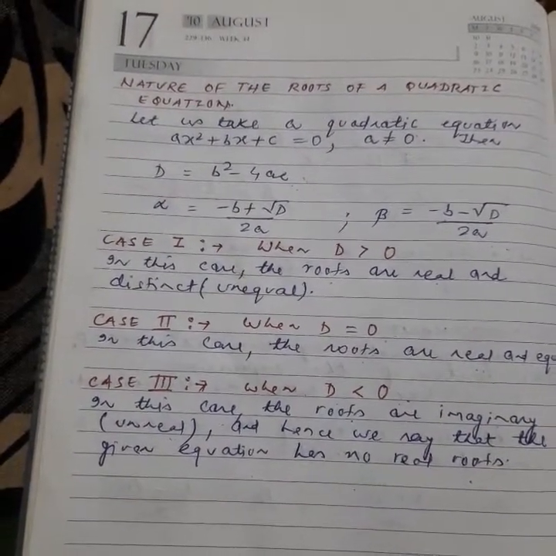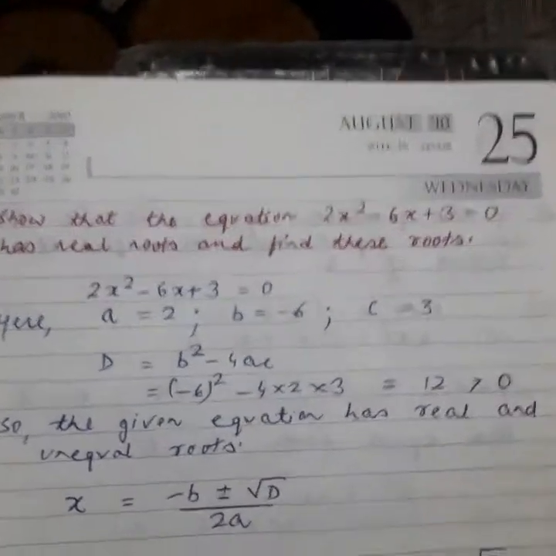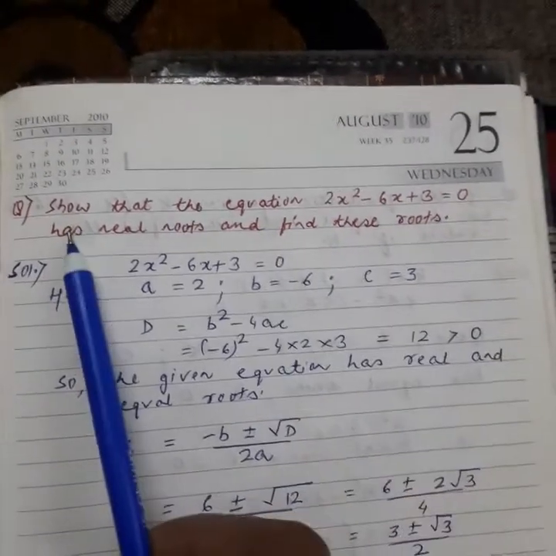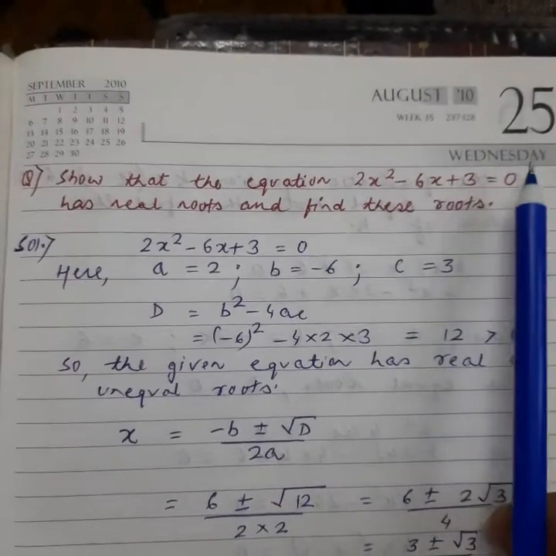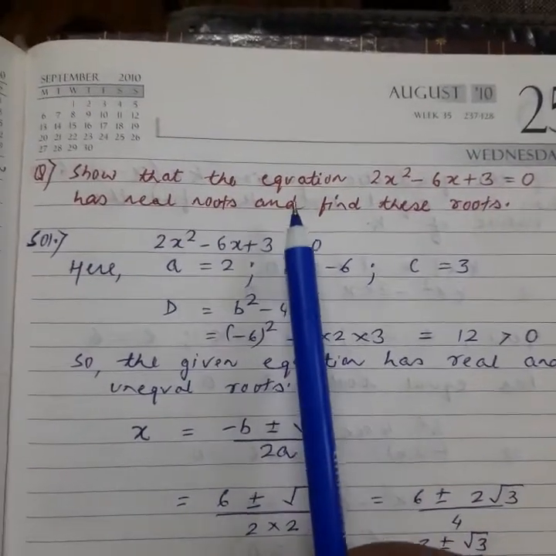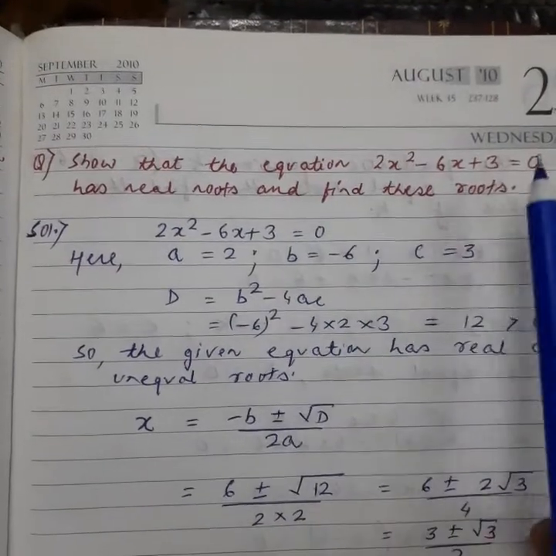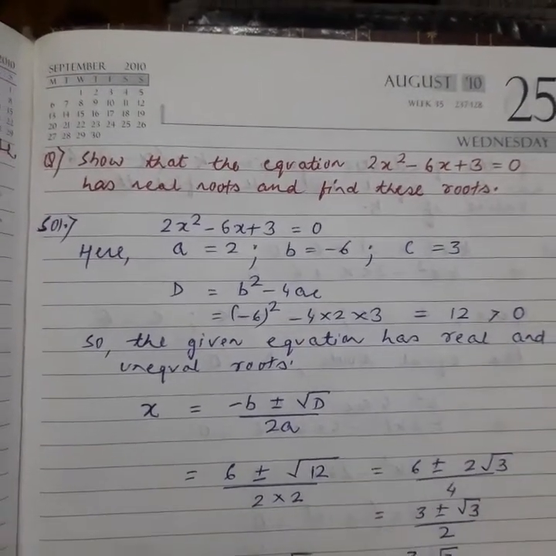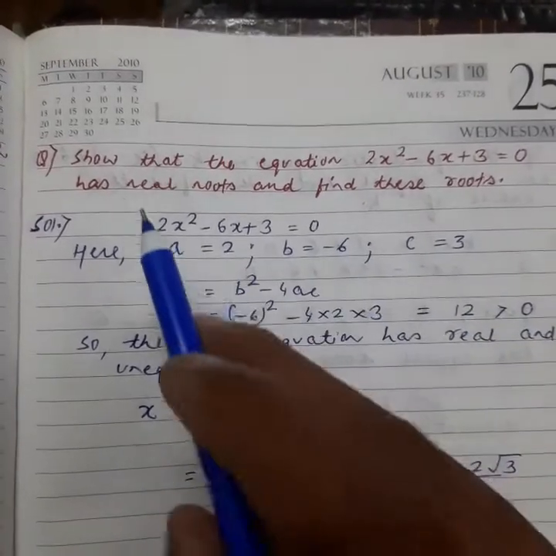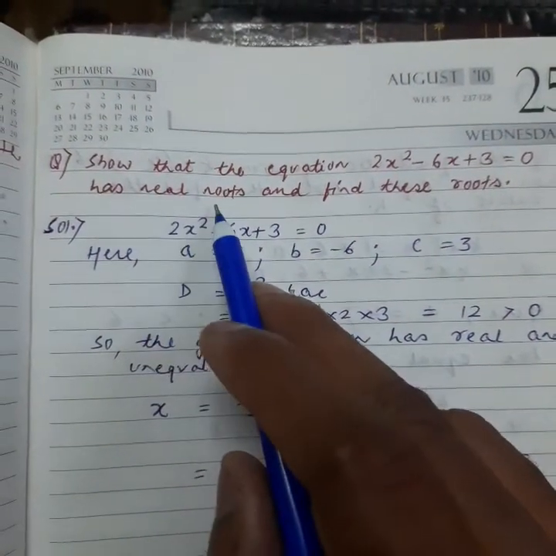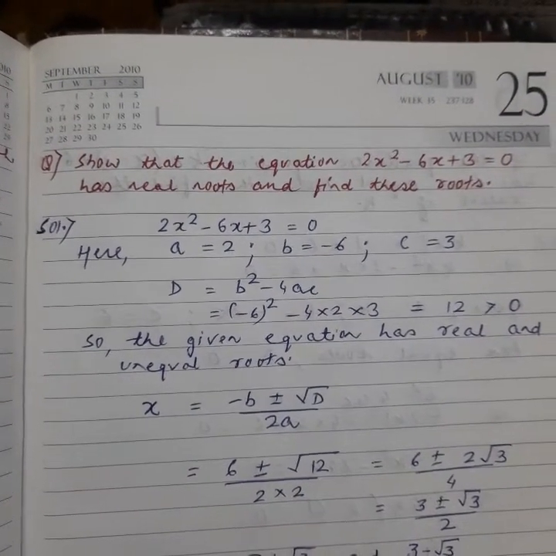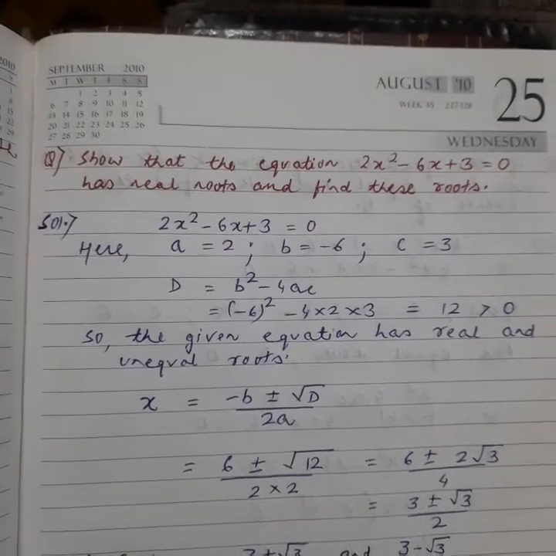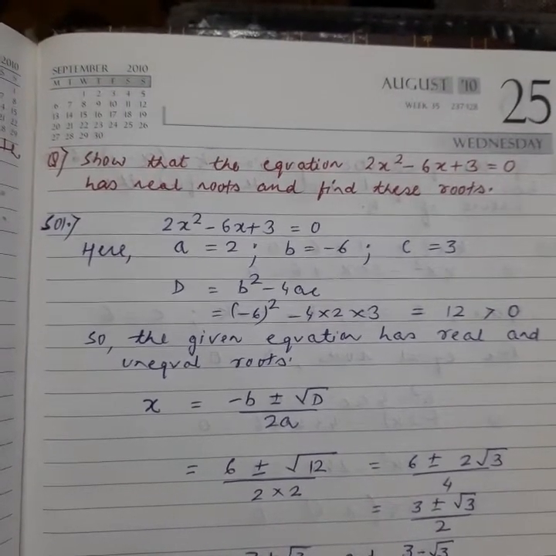Let us understand this with some examples. Suppose one question is given to you like this: show that the equation 2x square minus 6x plus 3 equals 0 has real roots, and find these roots. Now for that, we need to prove that the equation has real roots. Real roots occur in two cases: either the discriminant will be more than 0, or the discriminant will be equal to 0.